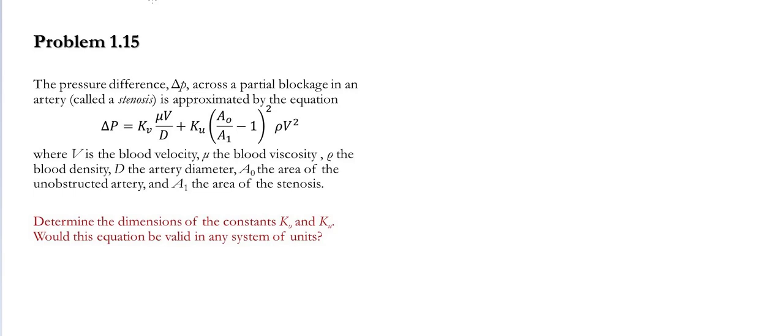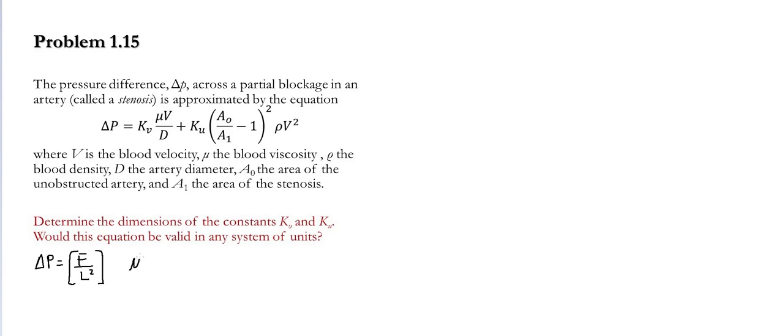We need to determine what are the dimensions of the constants Kv and Ku in this equation. And we also need to determine if this will be an equation that will be valid in any type of units. In order to start this, the first thing that we're going to write are the dimensions for each one of the quantities in the equation. Let's just start with delta P. Delta P is going to be force per area, so it's force over length squared.